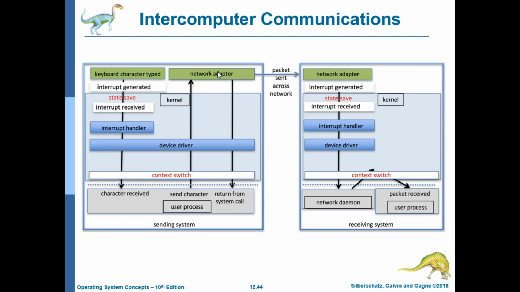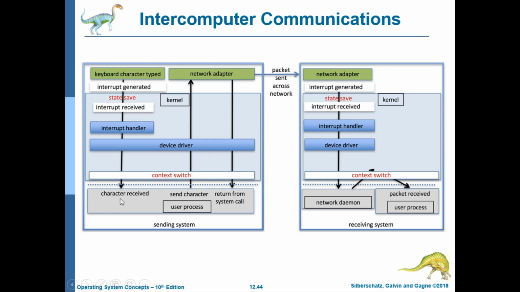So we have an example here of a remote login, illustrating intercomputer communication. For example, a user types a username and password. By means of typing, an interrupt is generated and received in the kernel. It is then handled by the interrupt handler, and then we have the device driver and the context switch, because the CPU will postpone its task and service the interrupt request.